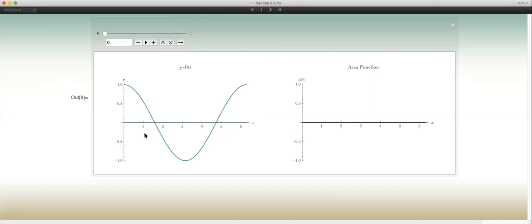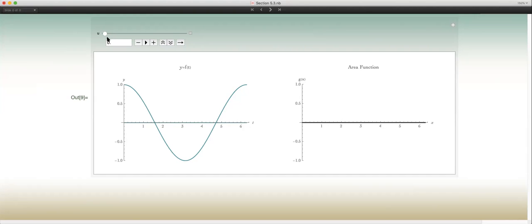I didn't really get this squared away perfectly before I started making this, but on the left is your y equals f of t. If you want to write it down, that's your function f of t. It's graphed between 0 and, I don't know, 6, a little more than 6. And over here on the right is our area function, g of x. All right, so the axes over here are x and g of x.